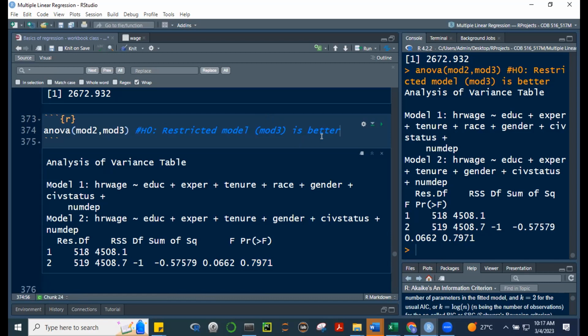So model 3 is better, the one without race. In this case, model 2 here, the one without race. Okay. Command Option O.